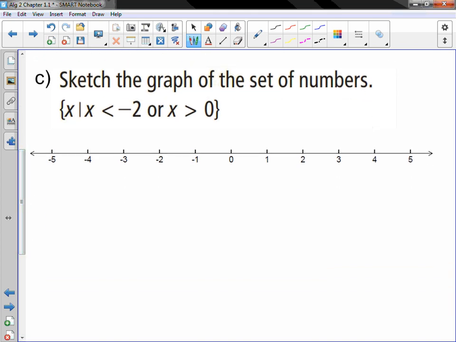Let's look at letter C. Sketch the graph of these sets of numbers. So the set of all real numbers x such that x is less than negative 2 or x is greater than 0. I want y'all to give this one a try on your paper. Give this one a try and then we'll do it together.